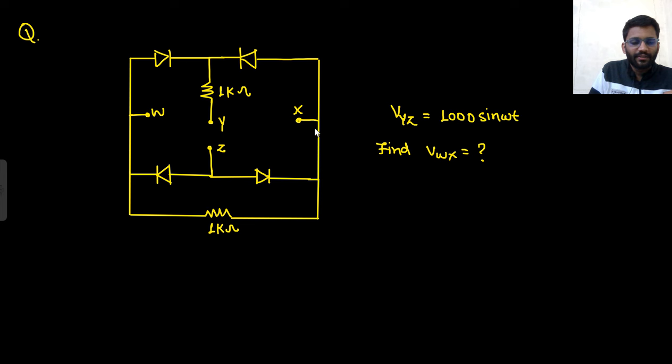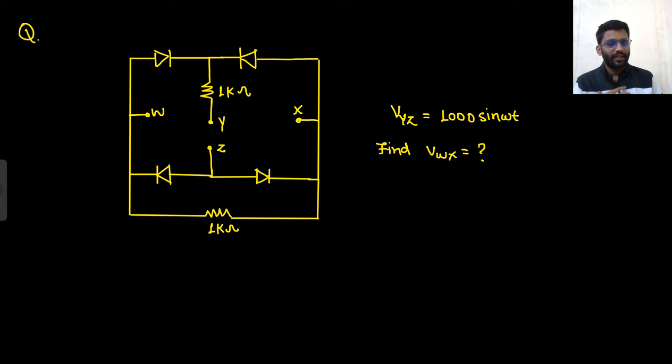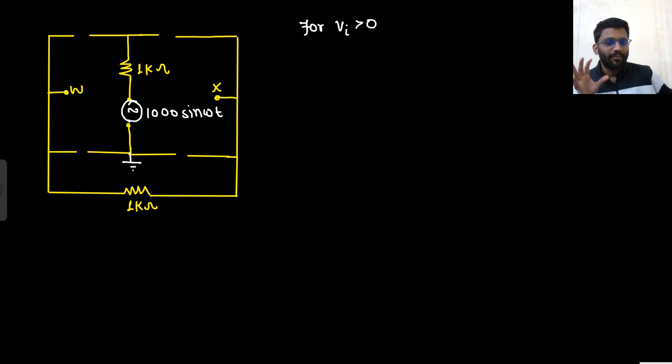No ground is mentioned. So I can assume the ground as per me. I can assume the ground anywhere. That will be my ground. What I prefer, I always prefer assuming the ground near the battery only. So this I am assuming to be the ground. Since there is no ground mentioned, I can assume the ground as per my convenience. I always assume the ground near the battery only because that is the most convenient way.